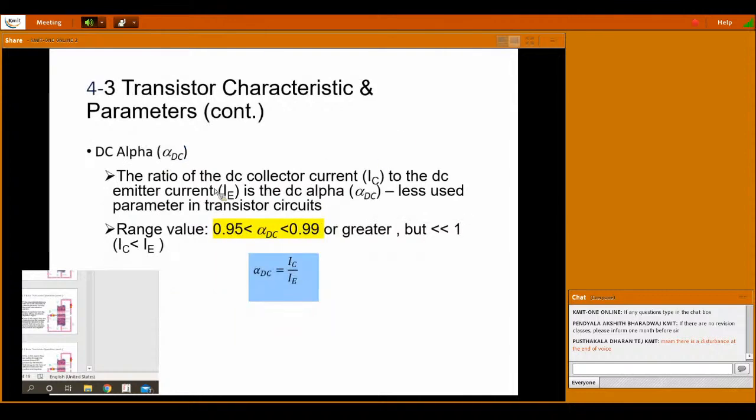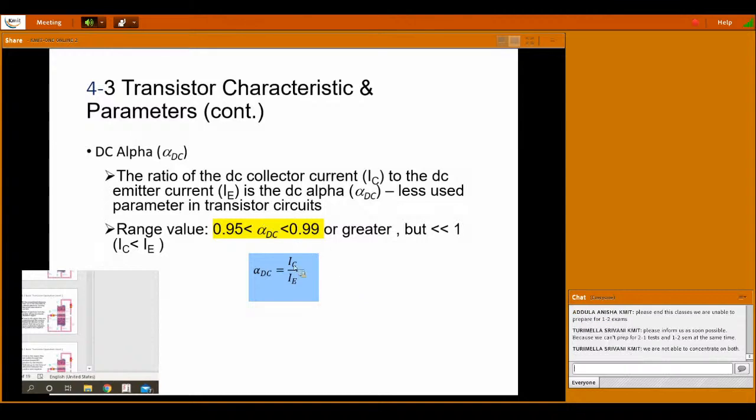Next, this is your alpha DC, where alpha DC is in common base configuration. In common base configuration, the output current is the collector current and the input current is the emitter current. So it's the ratio of output current to input current, IC divided by IE. The emitter current, which is transferred through the emitter region, is collected at the collector region. So if I neglect the base current, then IC is approximately equal to IE.